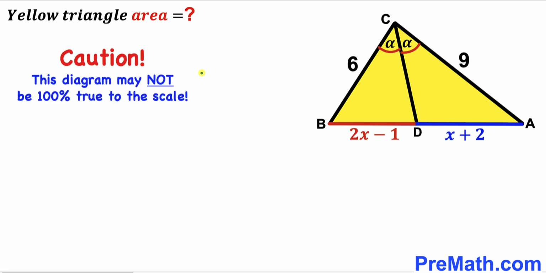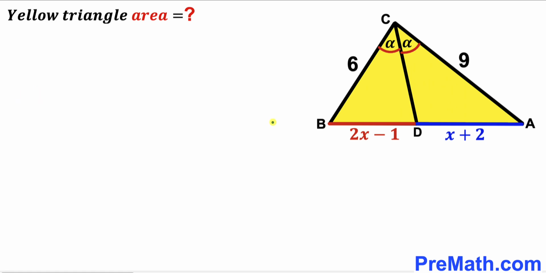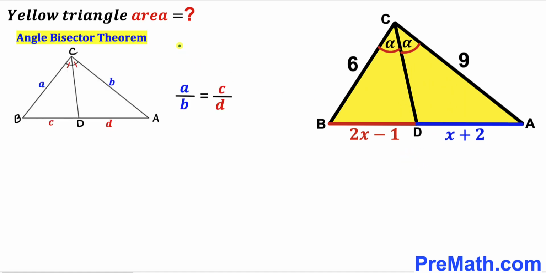And please keep in mind that this figure may not be 100% true to scale. Let's go ahead and get started. Before we can calculate the area of this yellow shaded triangle, we must find the value of x first. And now let's recall the angle bisector theorem.